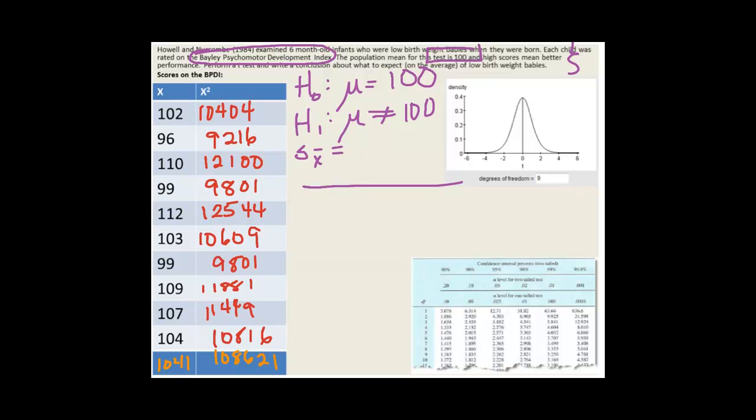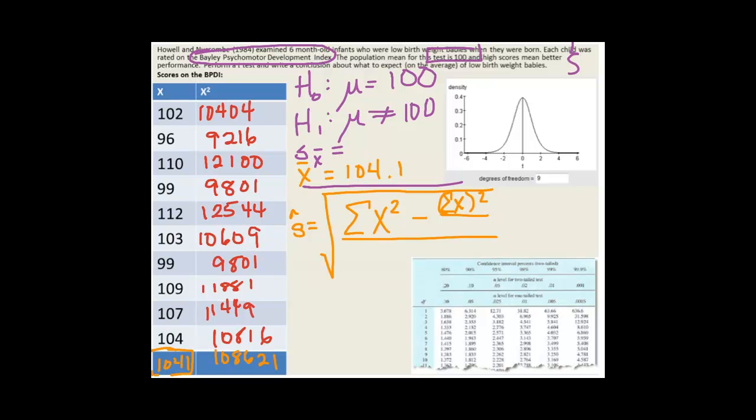Those values become important because I need both the mean and the S hat. Since there are 10 scores, I'm just going to take my sum of the x values and divide by 10, and I get 104.1 as the mean. Now, to find S sub x bar, I need S hat. S hat is calculated by taking the sum of the x squareds and subtracting the quotient of the sum of the x values, quantity squared, divided by n, all divided by n minus 1.